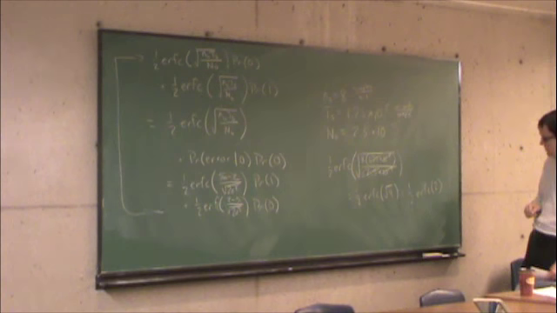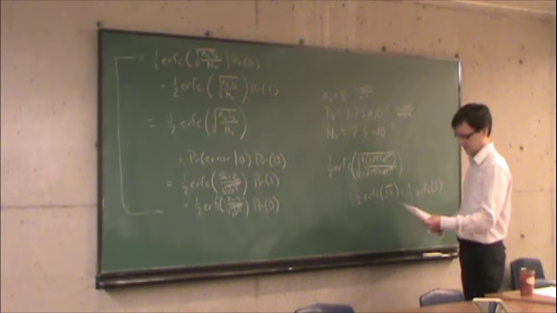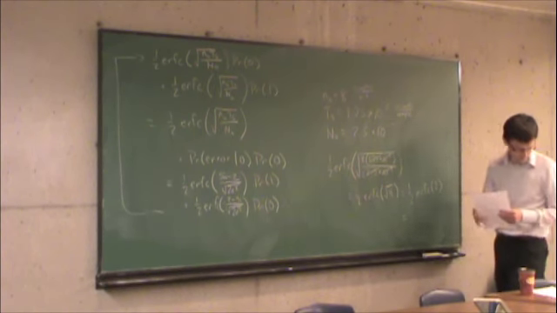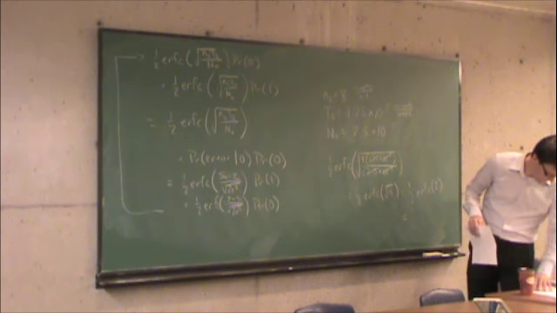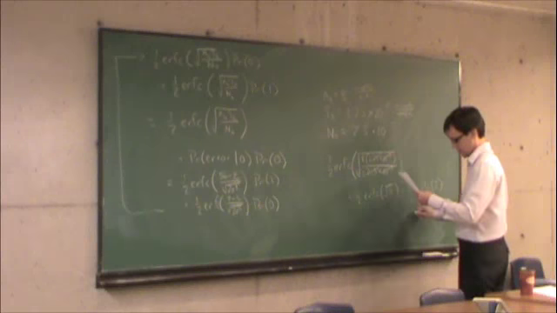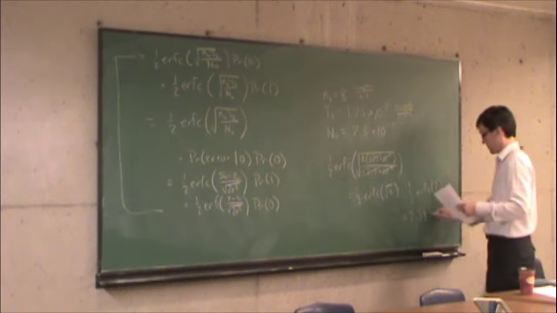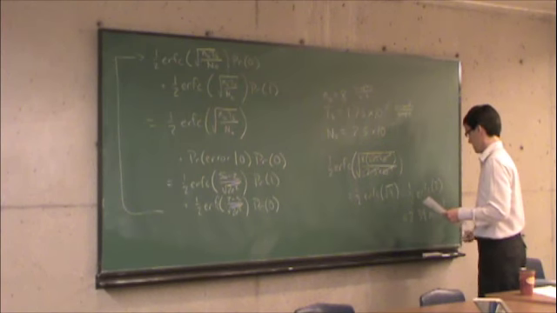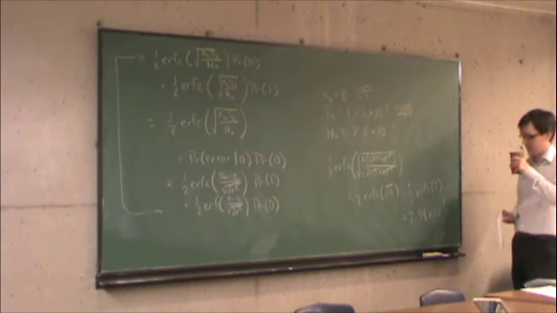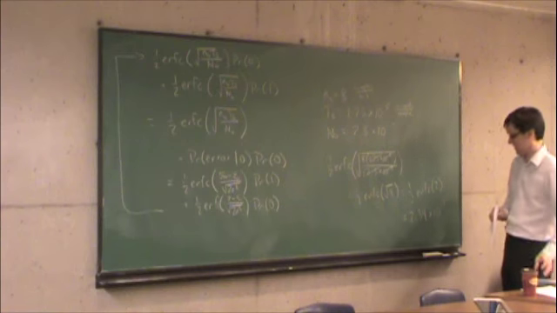Nobody has their laptop open, but I plugged this into MATLAB earlier, and the answer we get is 2.34 times 10 to the minus 3. So the probability that any individual bit is in error is equal to 2.34 times 10 to the minus 3.